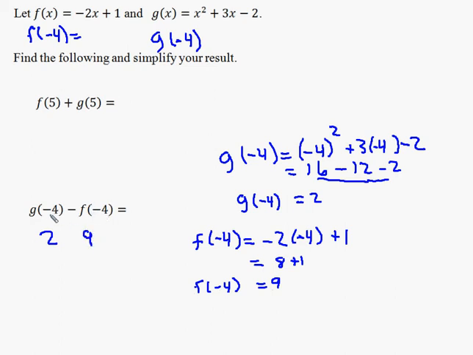Don't forget that I'm supposed to take my two results, this and this, which is my 2 and my 9, and subtract them. 2, take away 9, is negative 7. So my final answer to this problem would be negative 7. I'm going to circle it to indicate that negative 7 is the answer to this question. G of negative 4 subtract f of negative 4 gives me negative 7.